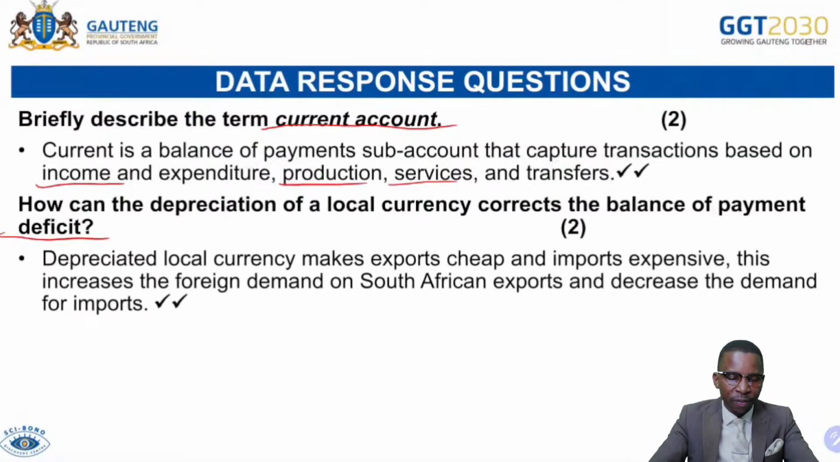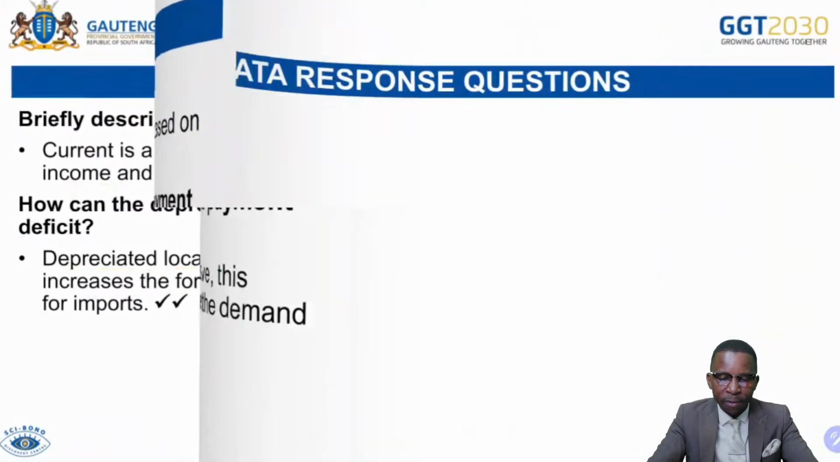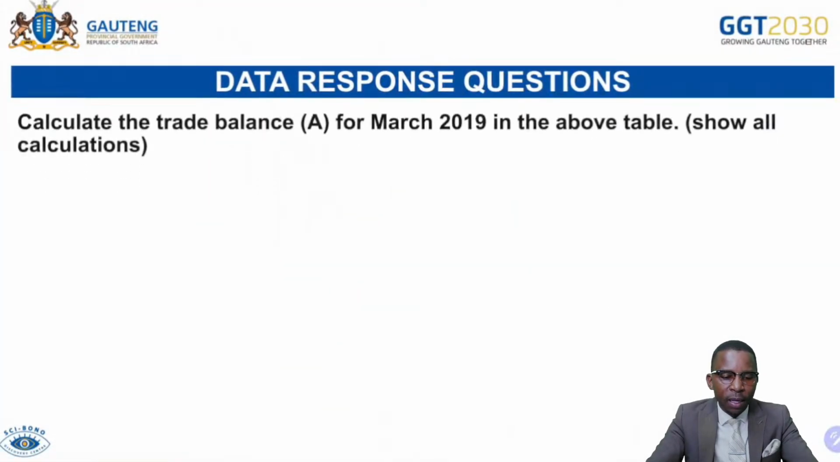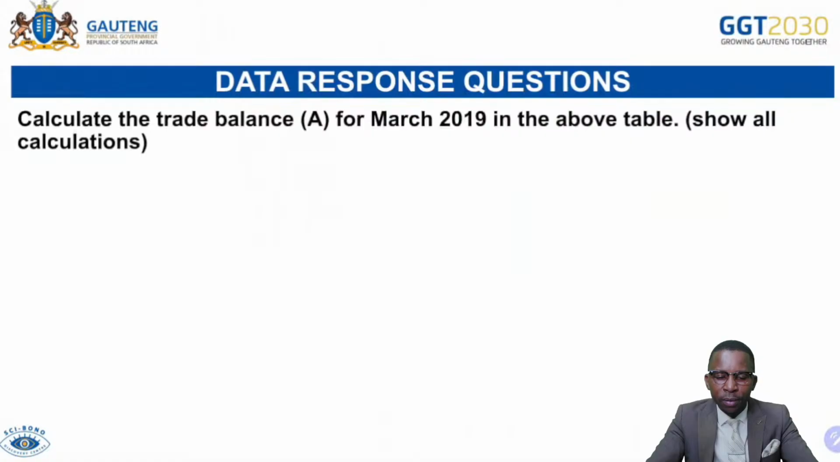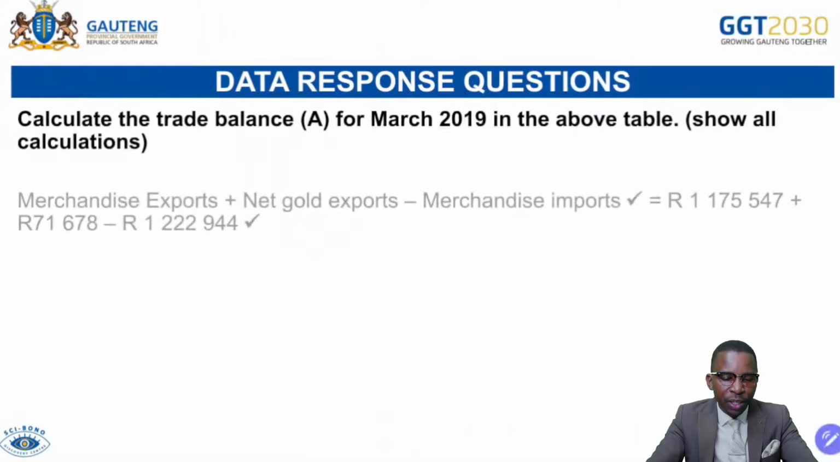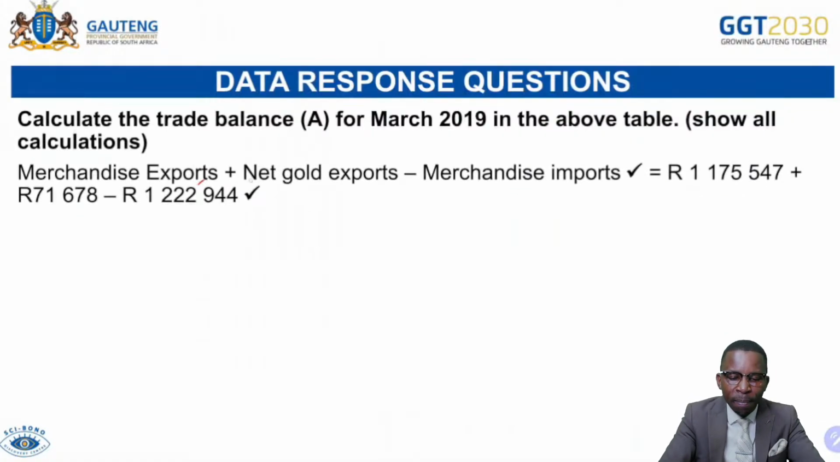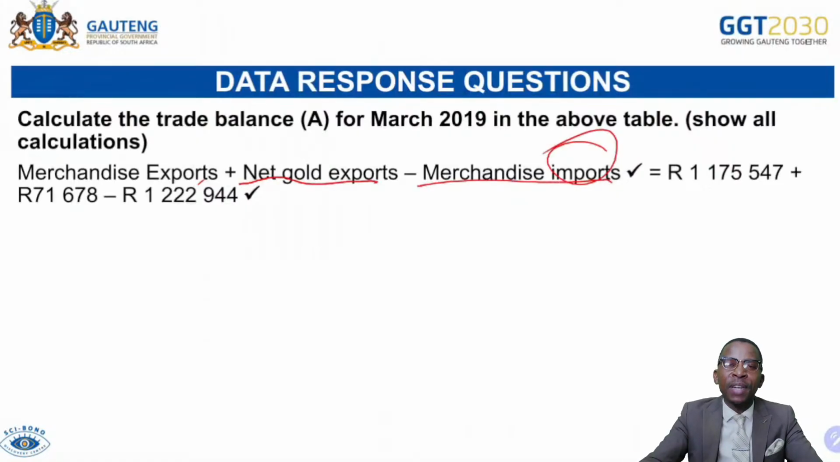Let's check our current account deficit. Depreciated local currency makes exports cheap and imports expensive. This increased the foreign demand for South African exports and decreased the demand for imported goods and services. Calculate the trade balance A for March 2019. Show all calculations. So we have merchandise exports plus net gold export. Remember, they are both positive, minus merchandise imports.